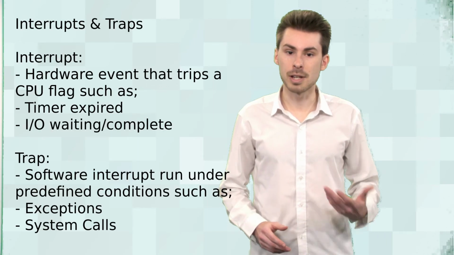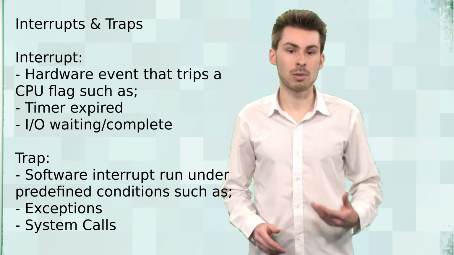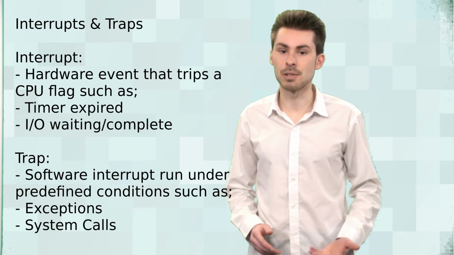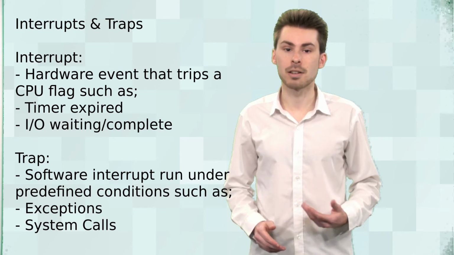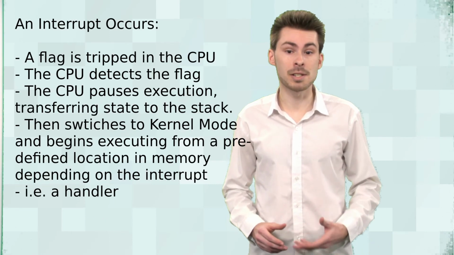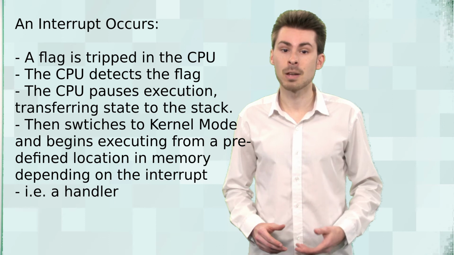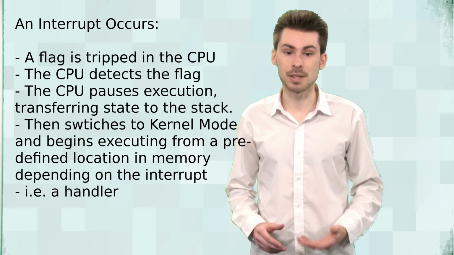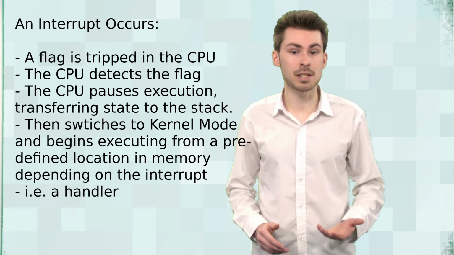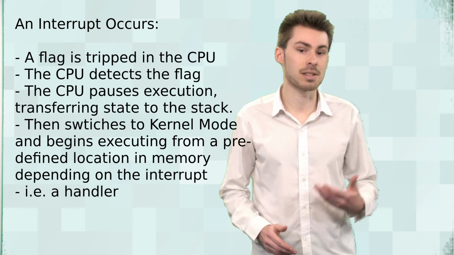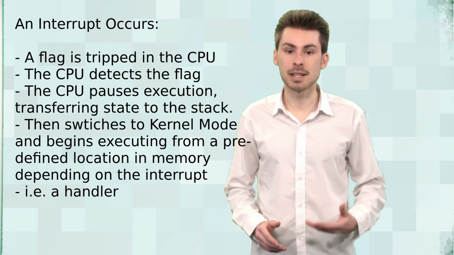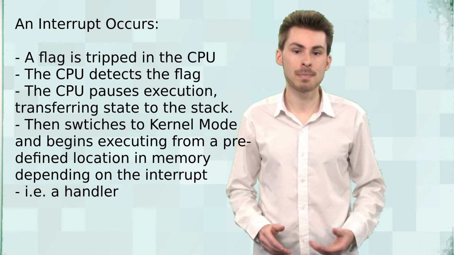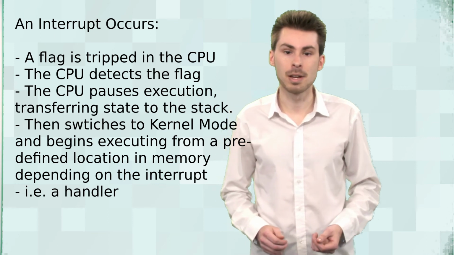You might recall that interrupts are hardware events that occur when system hardware sends a signal to the CPU. And traps, also known as software interrupts, are software events that can occur under a number of conditions. When one of these events occurs, it raises one or more flags in the CPU. When the CPU detects the presence of a flag at the start of one of its cycles, it will pause execution of the running program and push its state to the stack. Then, it will switch to kernel mode and begin executing an interrupt handler, behavior defined by the operating system.